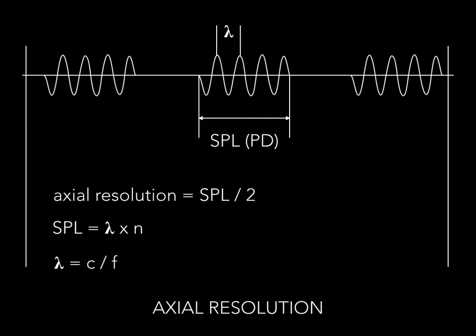Spatial pulse length is calculated from the wavelength and the number of cycles in the pulse. SPL equals lambda times n. Wavelength ultimately depends on frequency. N, which is the number of cycles in a pulse, is determined by the manufacturer and is usually between 2 and 4.